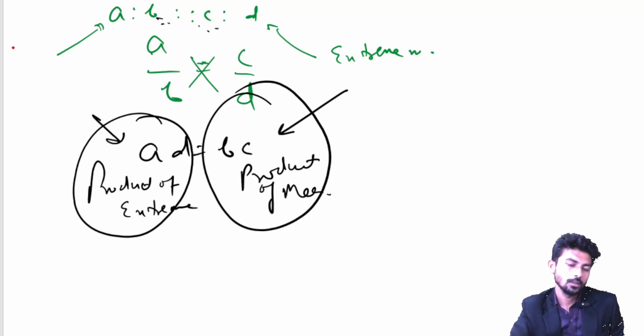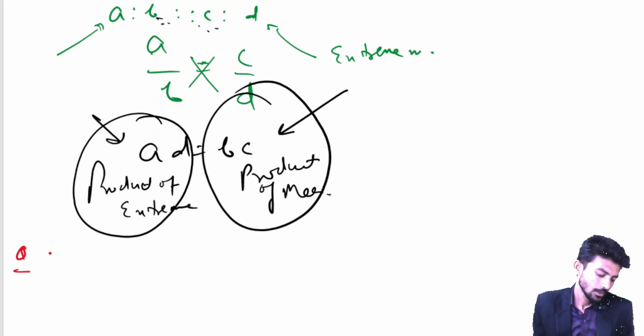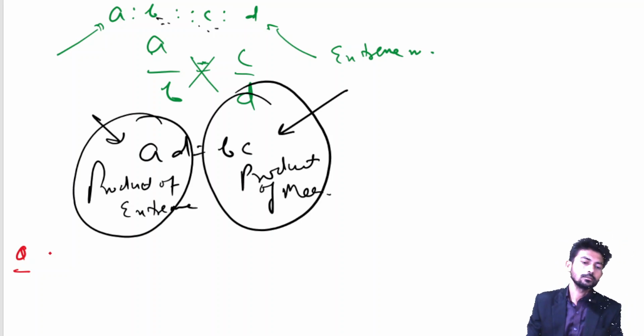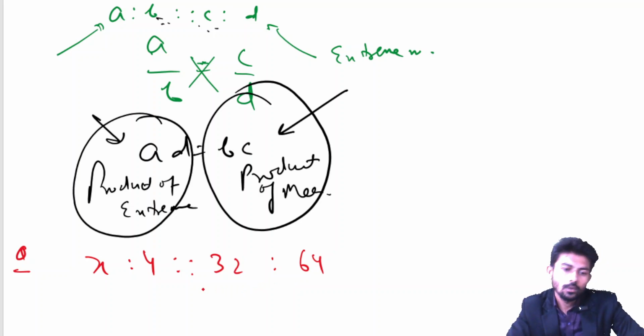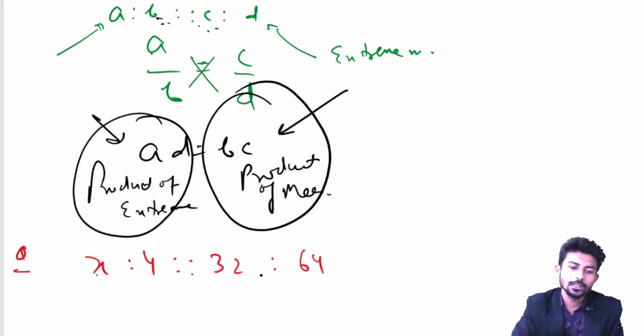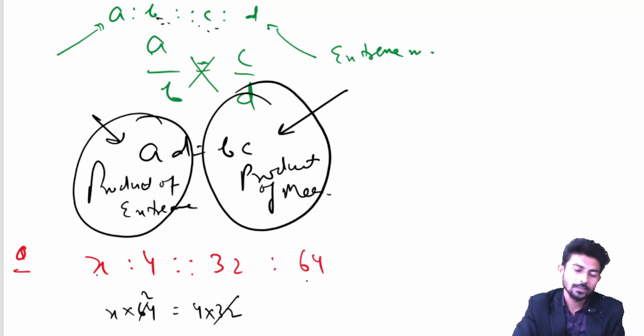Let's understand this through a question. If the question is something like this: x ratio 4 proportionate to 32 ratio 64. Now we can write it in terms of fractions, or we can also write directly that these are the extreme numbers, so there will be a product on one side, and the mean numbers, their product will be on one side. So they will get cancelled out here, and ultimately we'll have x as 2.